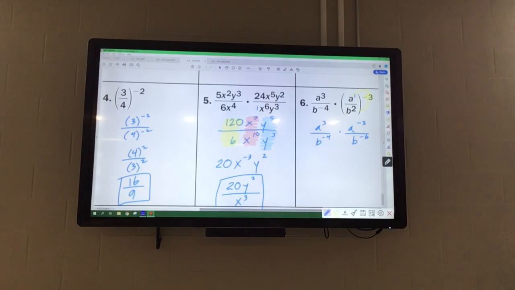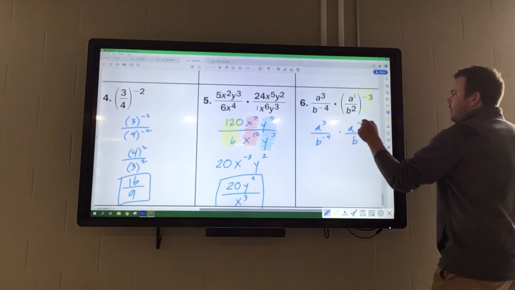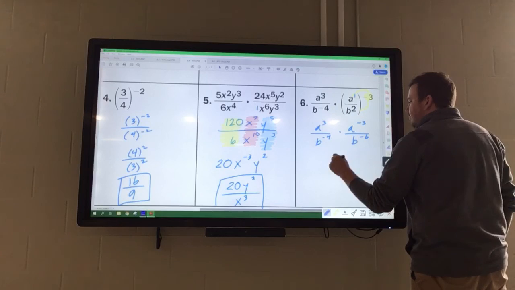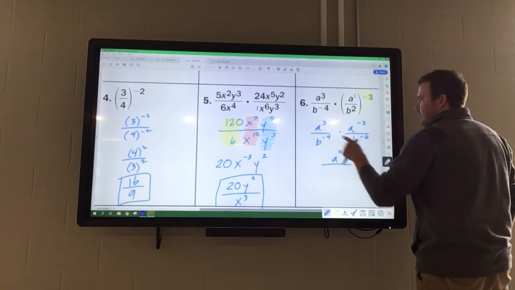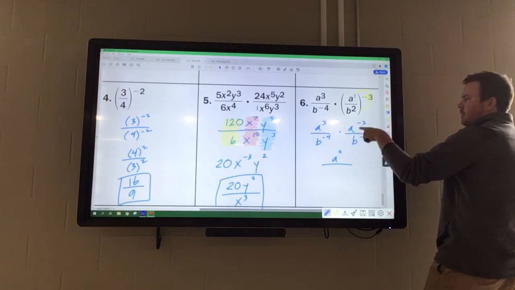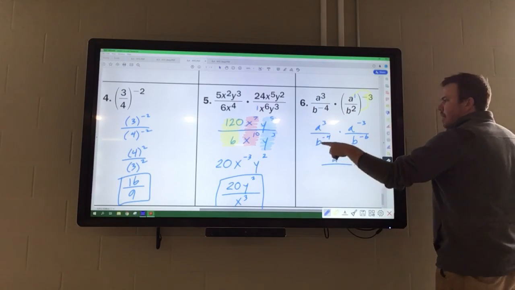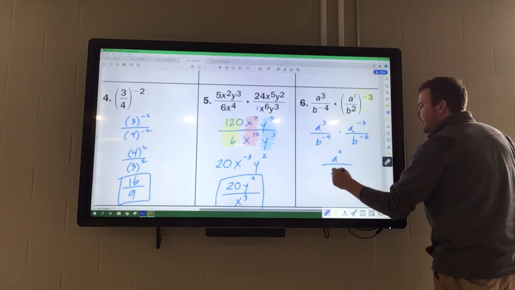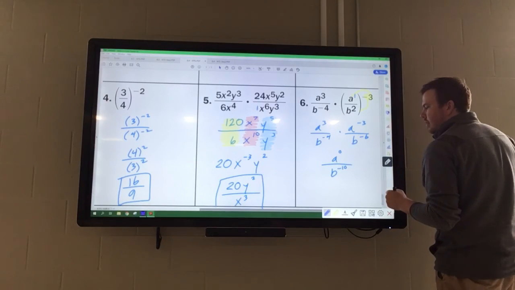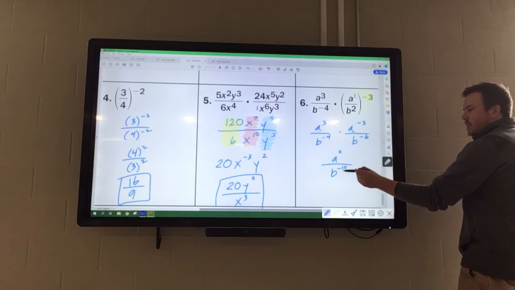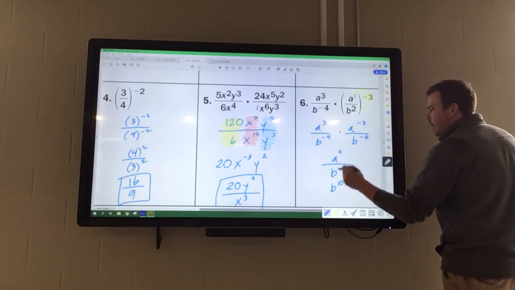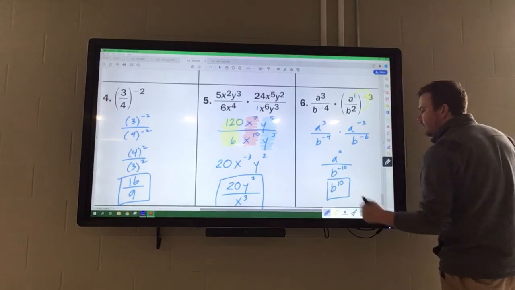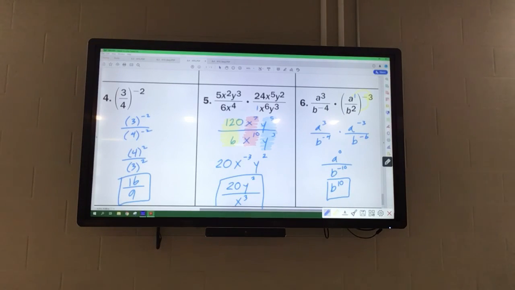And now I think I'm just going to multiply straight across. A to the 3rd times a to the negative 3rd gives me a to the power of 0. When you multiply two powers with the same base, add the exponents. 3 plus negative 3 is 0. B to the negative 4th times b to the negative 6 gives me b to the negative 10th. So now I have a negative exponent in the denominator. I'm going to move that up to the numerator. And anything raised to the power of 0 is just 1. So we're left with simply b to the power of 10.